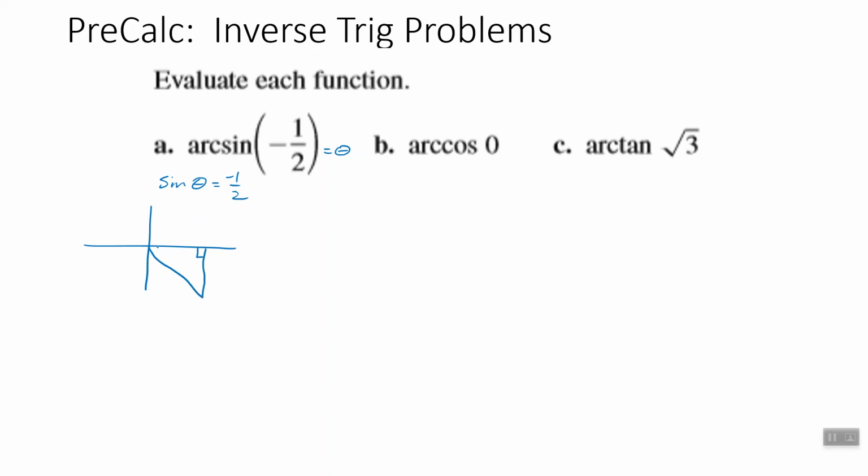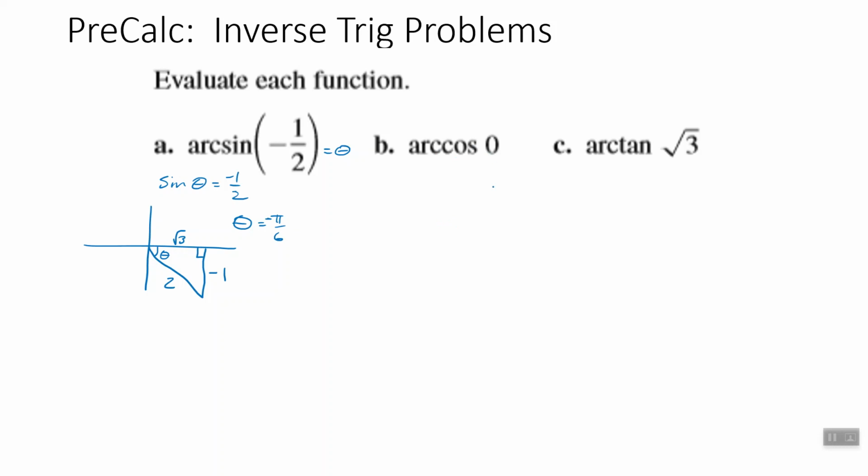So there's our right triangle. This is the angle we're trying to find, our theta. Sine is opposite over hypotenuse, so this must be -1, and this is 2, so that means it's a 1, 2, square root of 3 triangle. That's a 30, 60, 90 triangle, or pi over 6, pi over 3, pi over 2. So this 30-degree angle is pi over 6, and it is negative because we're going backwards. So there's our answer, -pi over 6.